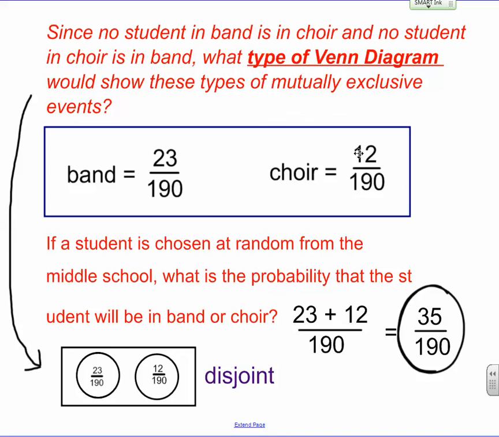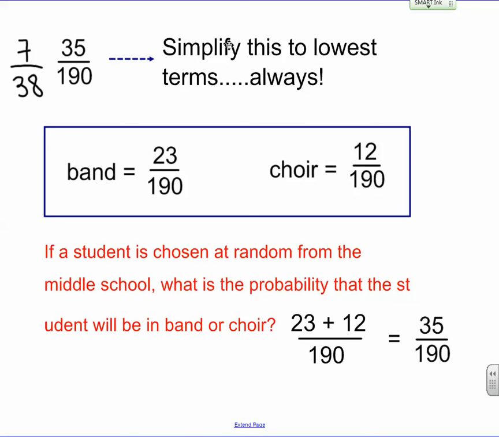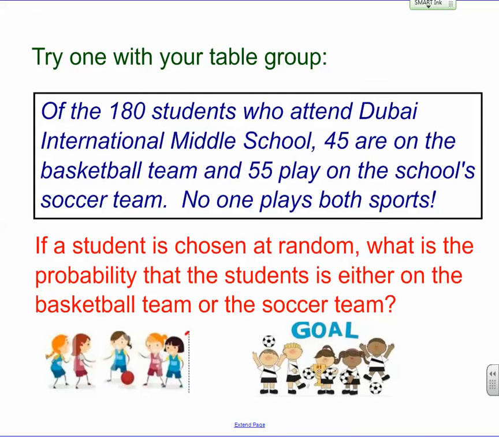Now just to make sure you understand this and we relate to the type of Venn diagram it is, if no student in band is in choir and no student in choir is in band, that is a disjoint Venn diagram. So here's band, here's choir, there's no overlap. And that's why I can just simply add the probabilities and get 35 190ths. And then remember, you have to always simplify this to lowest terms. So we divide each of them by 5 and we get 7/38. So that means that if I drew a name at random from the middle school, the probability that the student would be in band or choir is 7/38. A little more than a fifth.